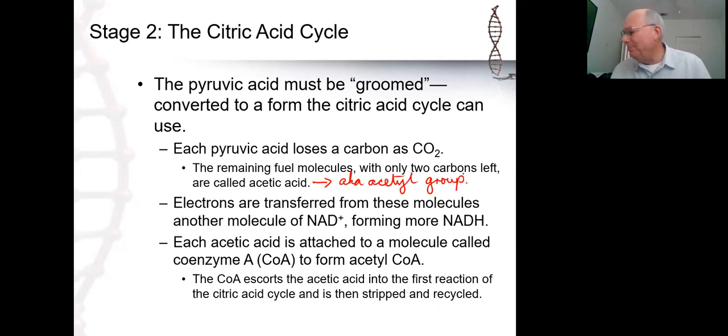And that needs to be stabilized. And it's stabilized by the addition of this molecule called coenzyme A, or CoA. And so the acetyl group with two carbons is what is going to enter the citric acid cycle. The CoA doesn't. The CoA is simply there to escort the acetyl molecule to the citric acid cycle so that it can be incorporated into the citric acid cycle.